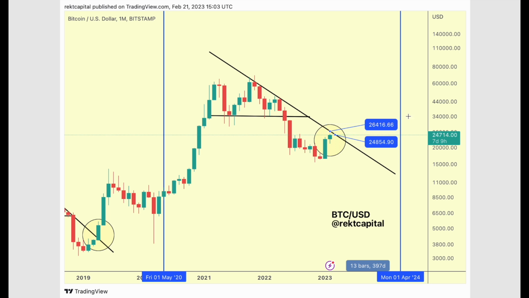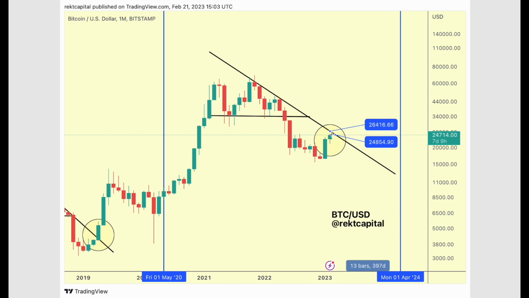So right now, to break out beyond this macro downtrend, and it's not likely that we're going to see this happen this month, at least according to history, 26,400 is the level that Bitcoin needs to break, and it's having a hard time at breaking 25k to 24,700 right now.